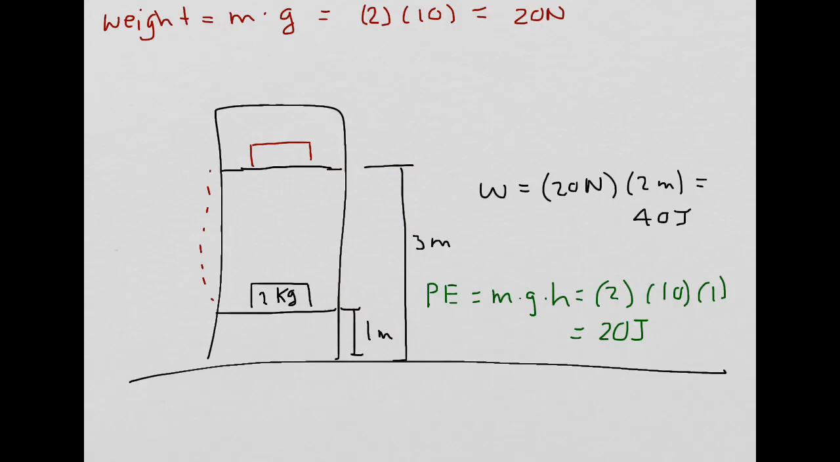Okay. Now let's look at the potential energy of the book when it is on this higher shelf. So it's pretty much the same equation as this guy, but my height is different. So I'll put this in blue. So my PE, when the book is on the higher shelf, is equal to the mass of the book, which is 2 kilograms, times gravity, which is 10, times the height. And this is the height above the ground. So the height above the ground is this guy, 3 meters. And that is equal to 60 joules.